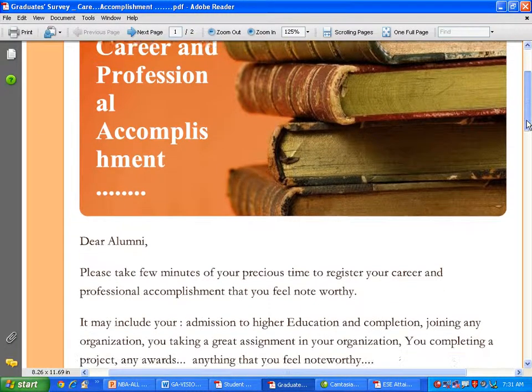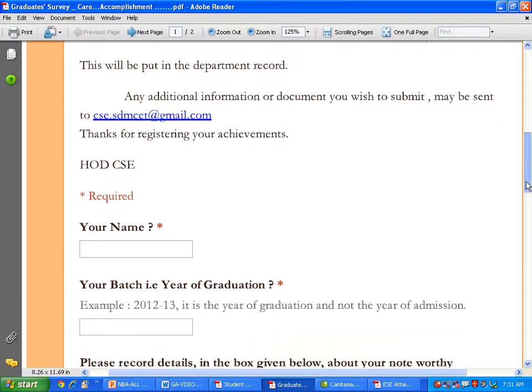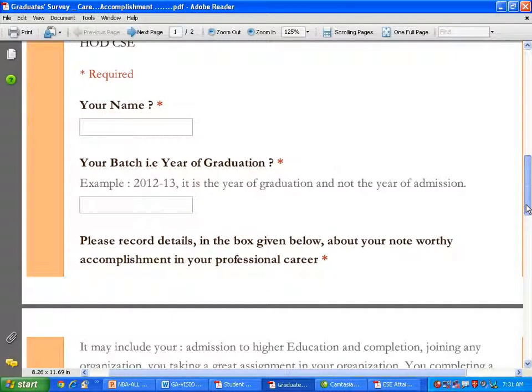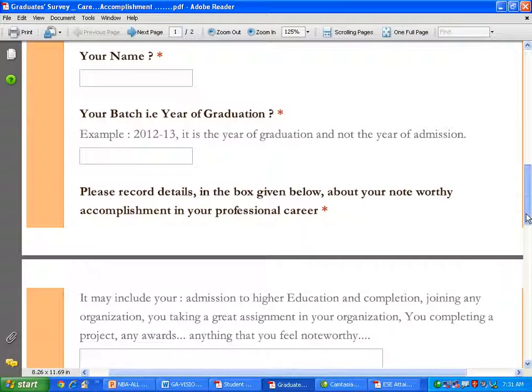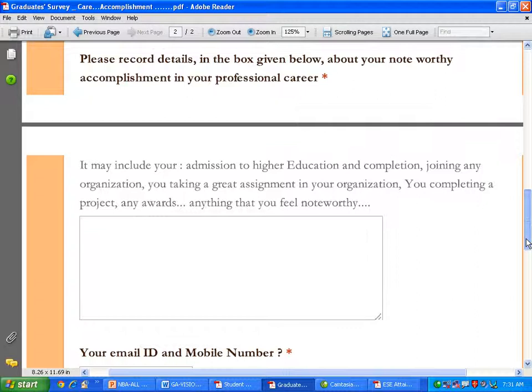It goes like this: your name, your batch, and we ask them to please record details in the box given below about your noteworthy accomplishment in your professional career. It may include admission to higher education and completion, joining any organization, taking a great assignment in your organization, completing a project and getting any awards, getting patents, whatever there is. Any noteworthy thing, fill in this box and simply submit it. It is as simple as this.